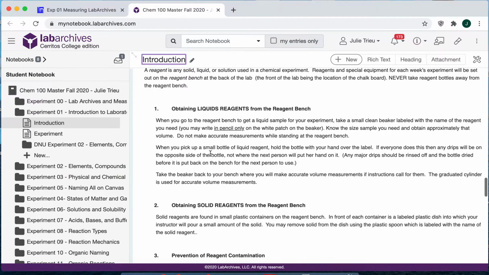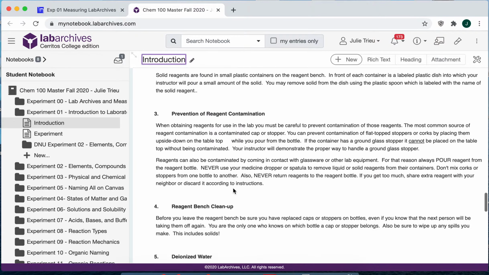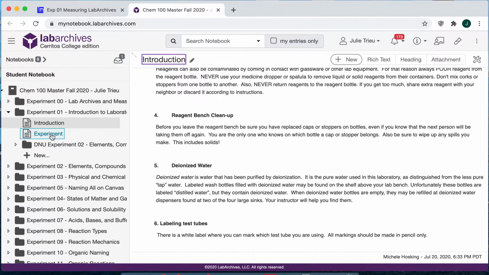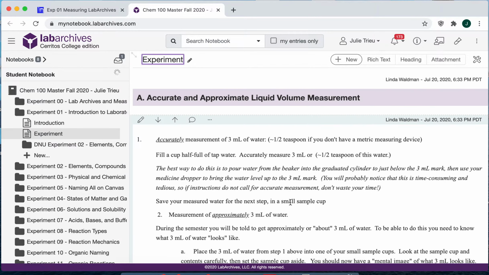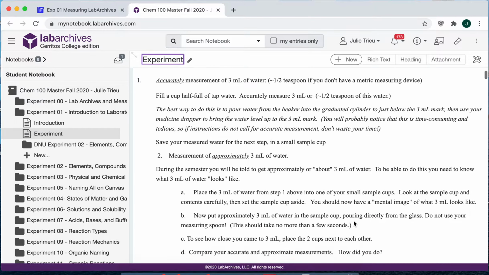Okay, so all of this is introduction. What are reagents? Make sure you read this before you move to the experiment part. The experiment is where you need to edit the text and fill in the answers.